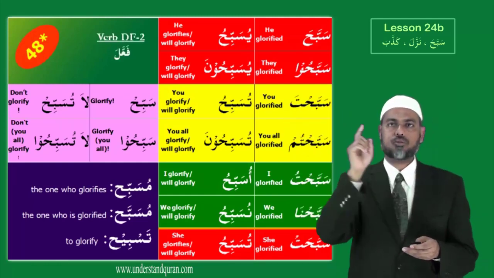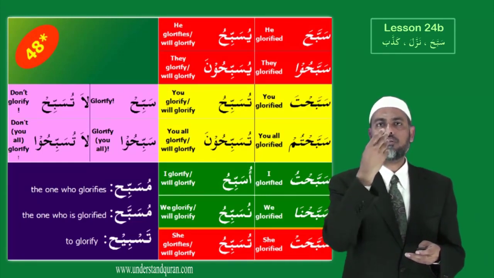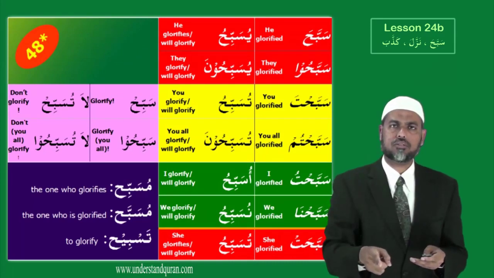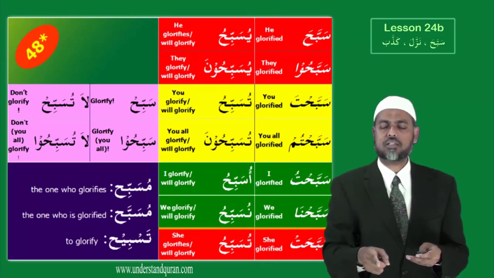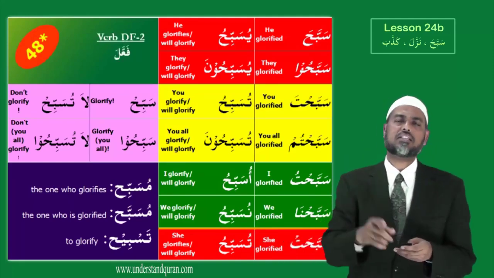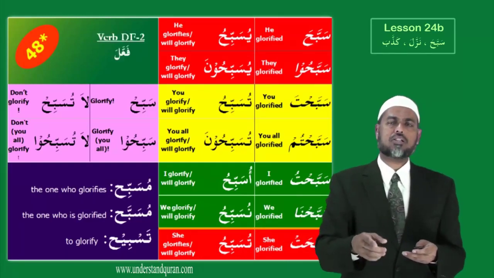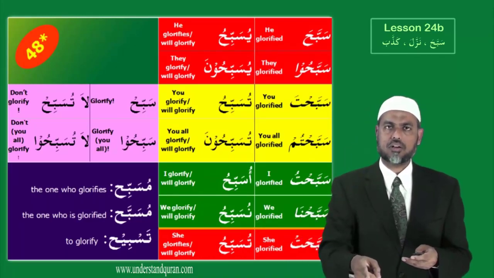Yusabbihuna, they glorify. Tusabbihu, you glorify. Tusabbihuna, you all glorify. Usabbihu, I glorify. Nusabbihu, we glorify. Sabbih, glorify. You see, the interesting part is sabbaha. To make amr is very easy in all the mazid fihi. Sabbaha, sabbih; jahada, jahid. So translate sabbih, glorify.